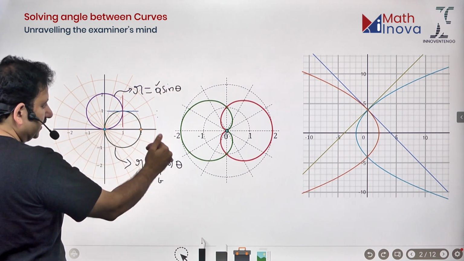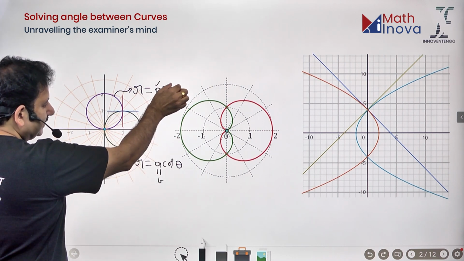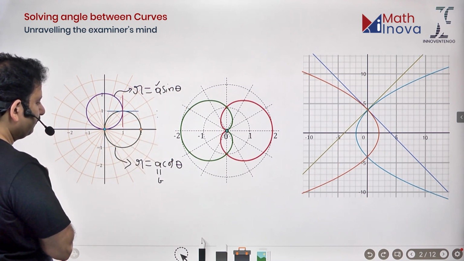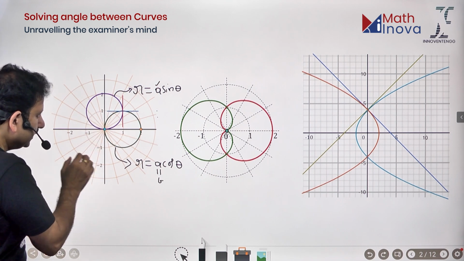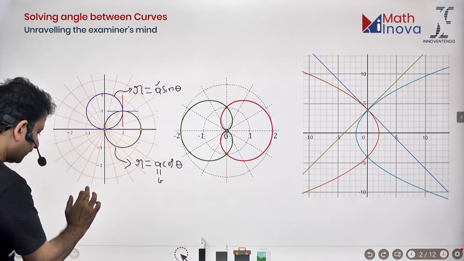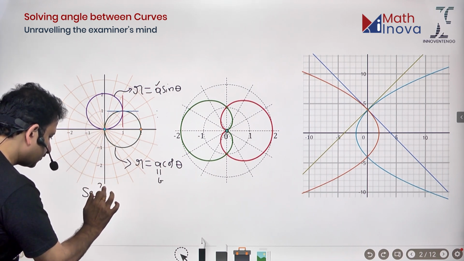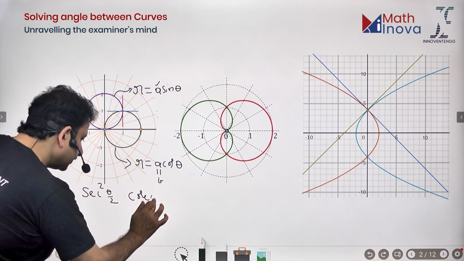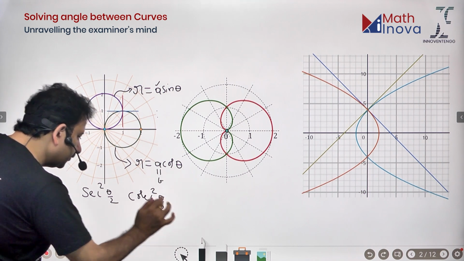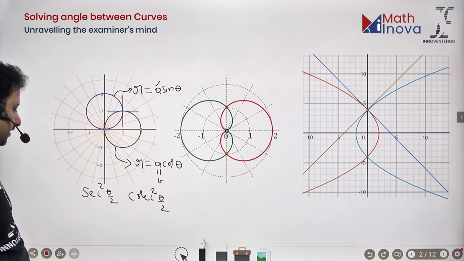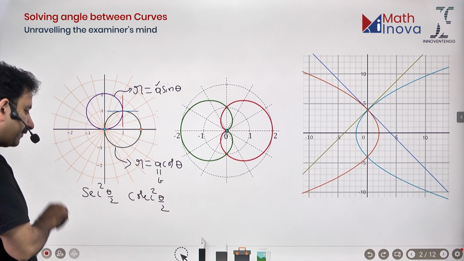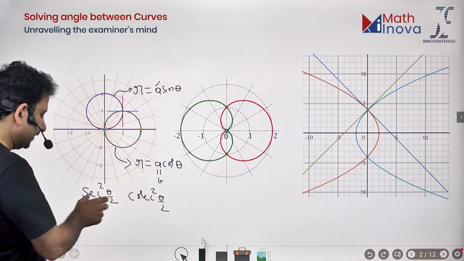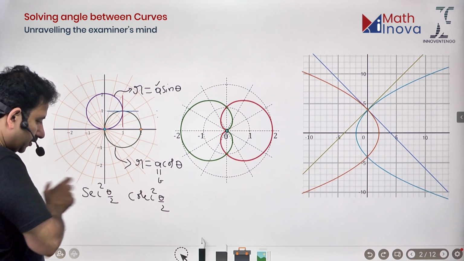Number two, observation. In this kind of situation, you can clearly see that sine of 90 plus theta would yield cos theta. And along similar lines, if you were to have, let's say, secant square theta by 2 and cosecant square theta by 2, they are also orthogonal to each other. And remember that secant of 90 plus theta in general is minus cosecant theta. So therefore they are also going to be orthogonal.